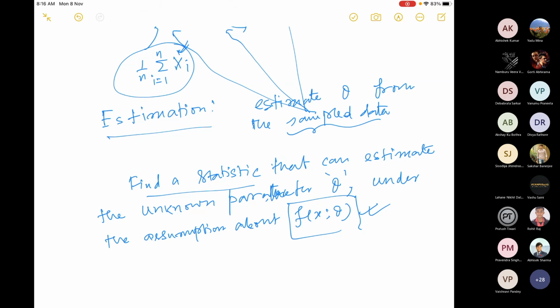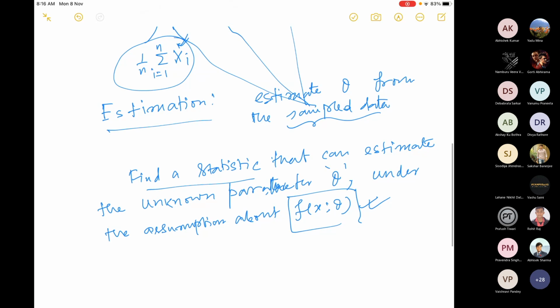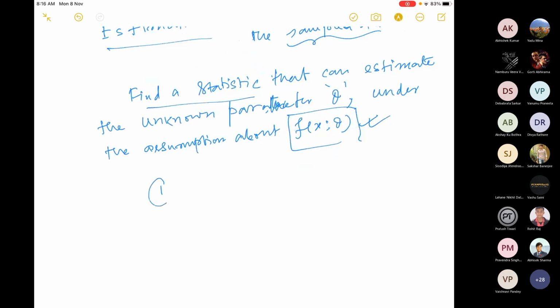Now we need a method to find a statistic. Since we are doing a theoretical study here, we said there are many ways to find the statistic, and we will discuss only two methods. One is the moment method, the method of moments. It is known as MOM, method of moments. And another one, we'll talk about that. But what is the principle of MOM, the method of moments?